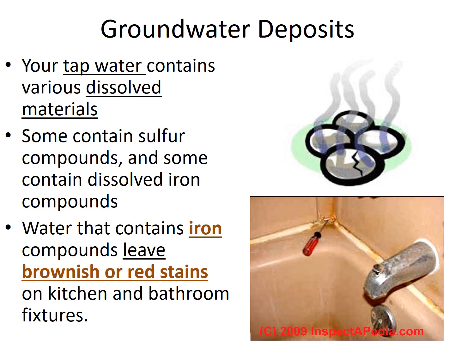All right, groundwater deposits. Your tap water contains various dissolved materials. Some contain sulfur, some contain iron. Water that contains iron can leave a brown or red stain on kitchen and bathroom fixtures. So you can see these things in your own home. Sulfur-containing water smells like raw, nasty, rotten eggs.